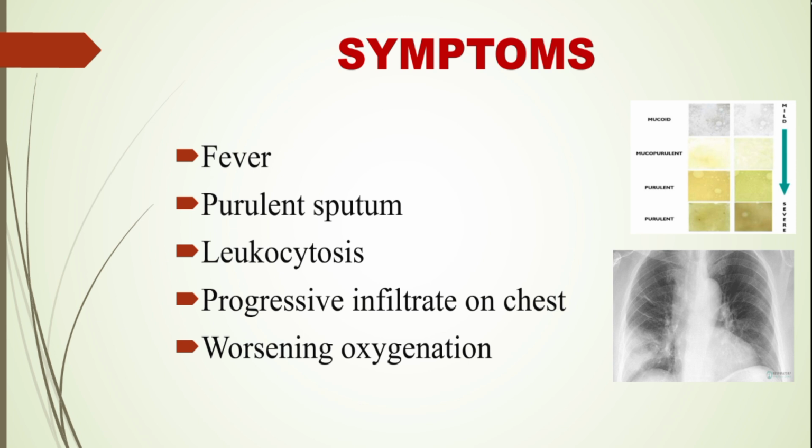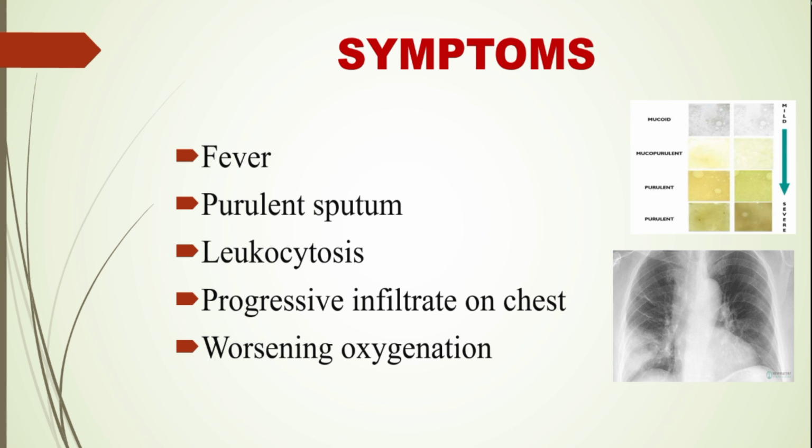There are some symptoms that can indicate that a patient has VAP, like fever. With any infection there can be fever, so the foremost symptom is fever. Next, purulent sputum. You can see in the image that the color of the sputum has changed: it is yellowish greenish in color, and thick in nature.